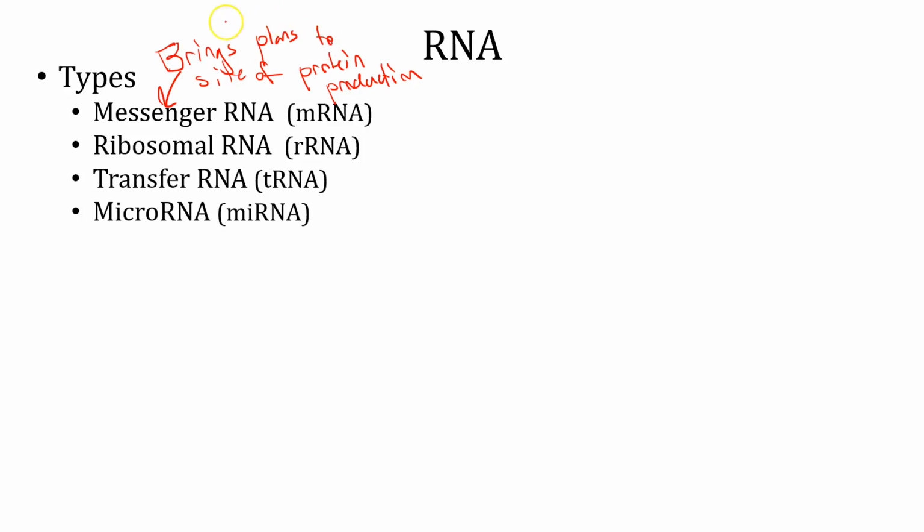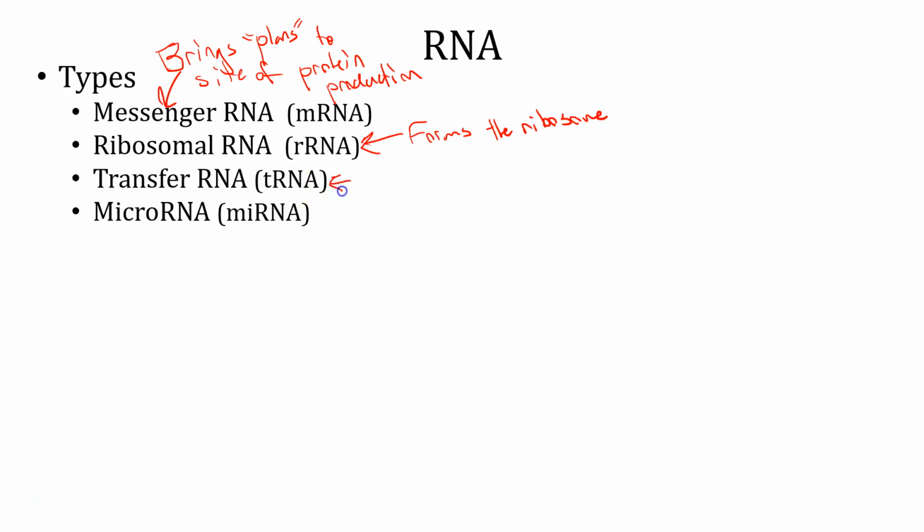so a way to think about this is it brings the plans, or the information, the blueprints, to the site of protein production, which is the ribosome inside the cell. The ribosomal RNA is what actually forms the ribosome, which is the thing that makes protein.